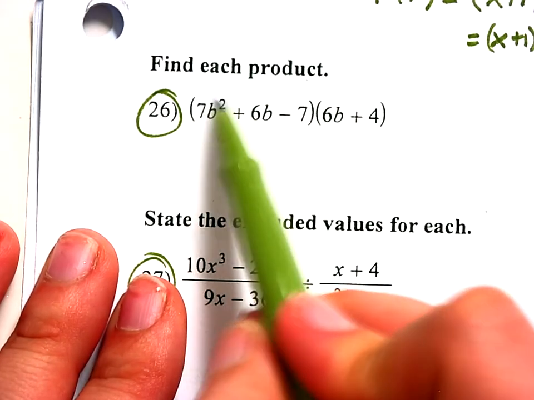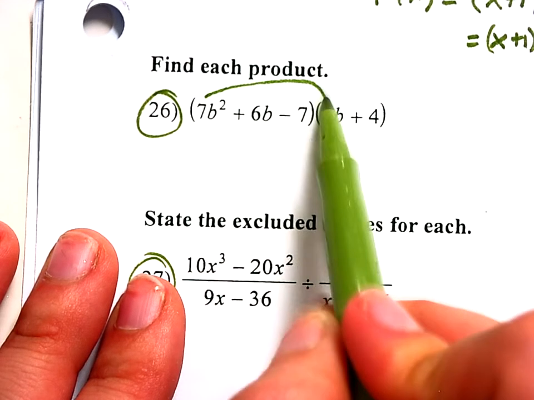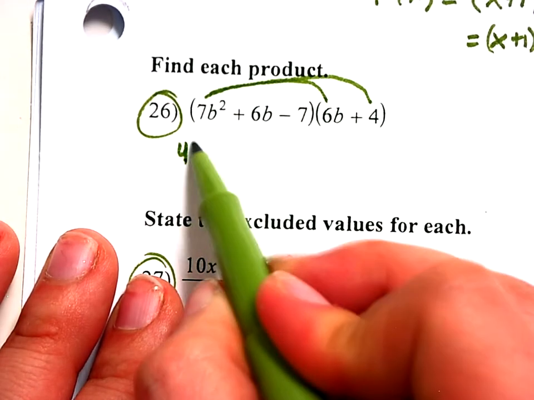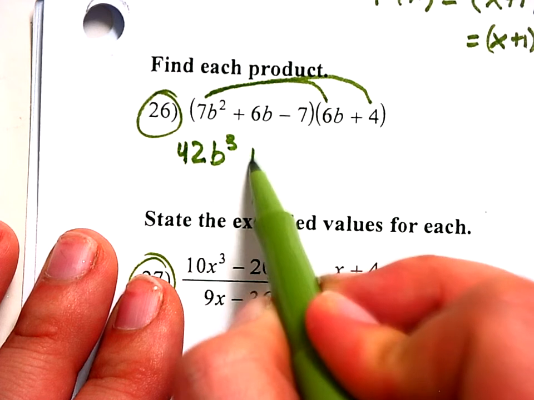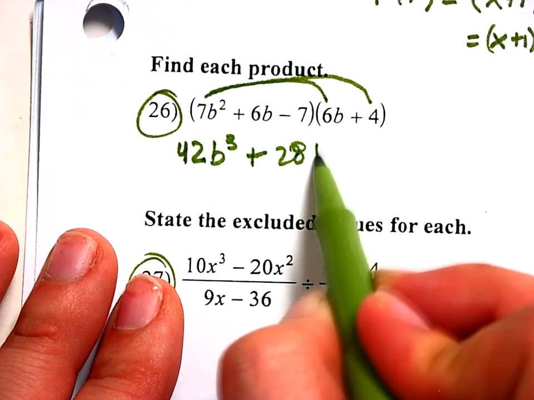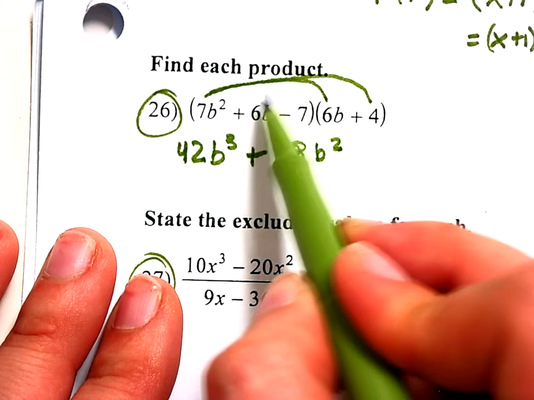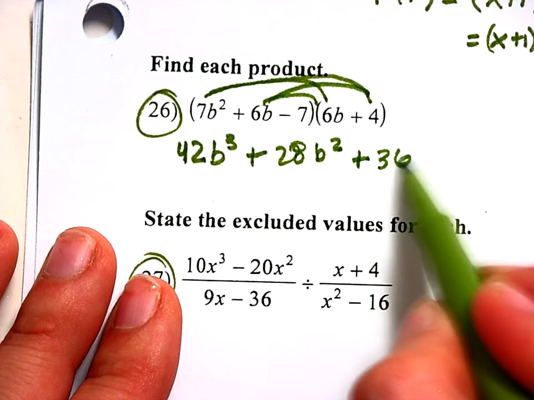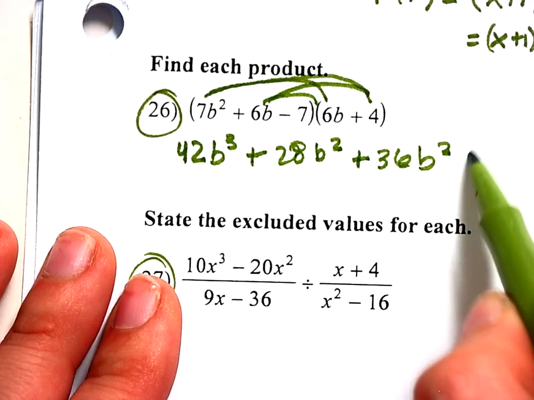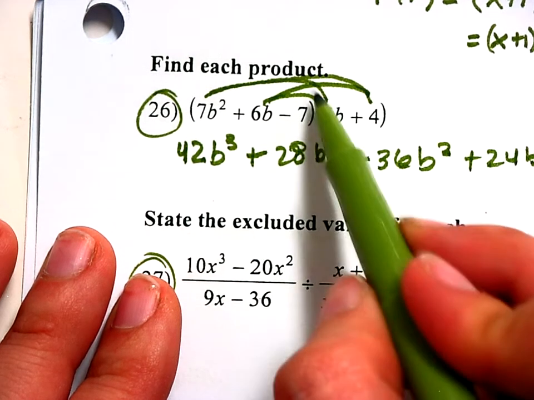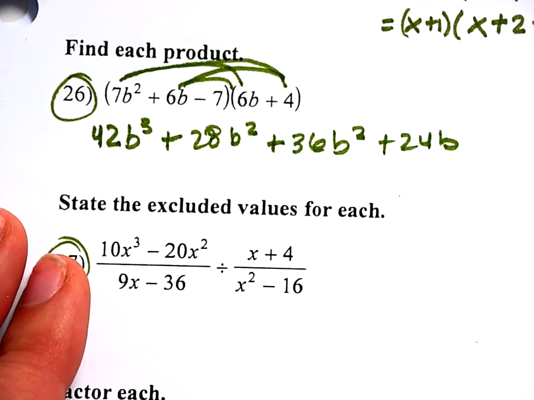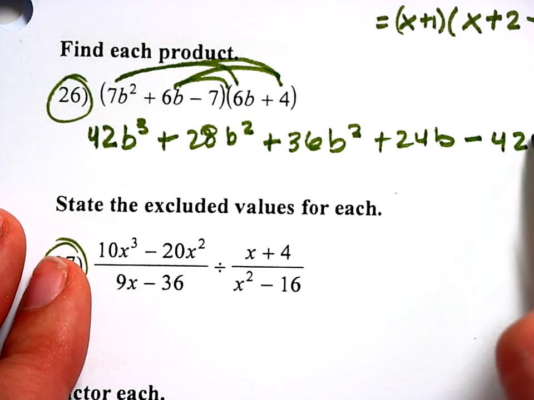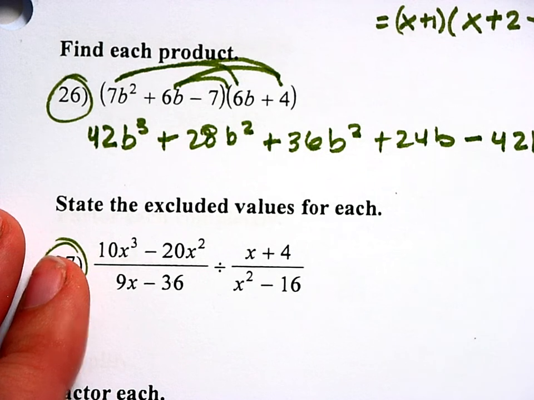So what I'm going to do is take this first term and multiply by both in my binomial. So this is going to give me 42b to the third plus 28b squared. Then I'm going to take this second term and multiply by both. So I've got plus 36b squared and then plus 24b. And then last, I'm going to take my negative 7 and distribute. So I've got subtract 42b and then subtract 28.